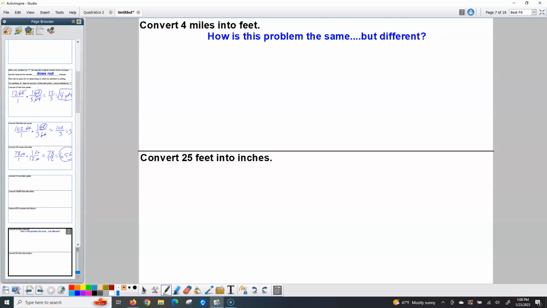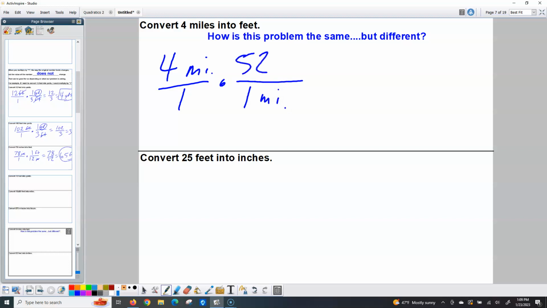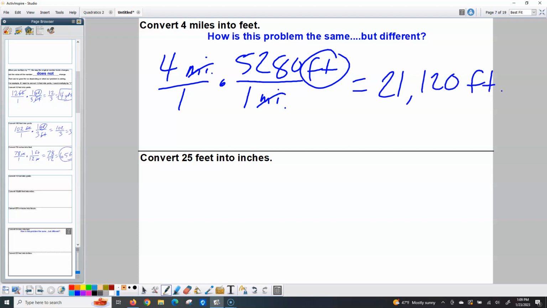This one's a little bit different. If I want to convert 4 miles into feet, I'm going to set it up the same way. I've got 4 miles, and if I want to convert that into feet, I know that 5,280 feet are in a mile, and miles is on top right now, so I want miles on the bottom so that those units will cancel out. Those are gone, and I'm left with feet, and that should be 21,120 feet in 4 miles.